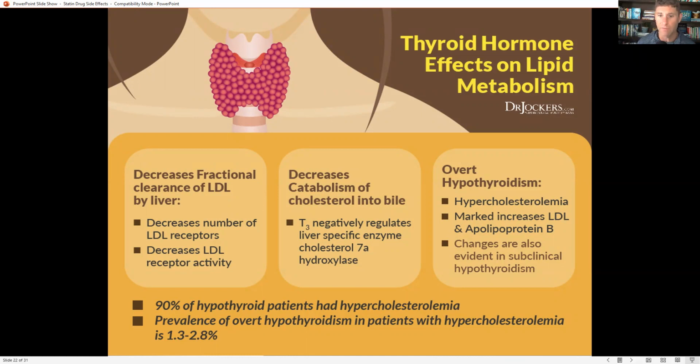So T3 negatively regulates liver-specific enzyme cholesterol 7 alpha hydroxylase. And so we get less cholesterol breakdown. And so we end up with actually very, very thick bile that doesn't move very well. And that's a big issue. And so overt hypothyroidism is associated with hypercholesterolemia, and also marked by major increases in LDL cholesterol. And so that's a big factor there.